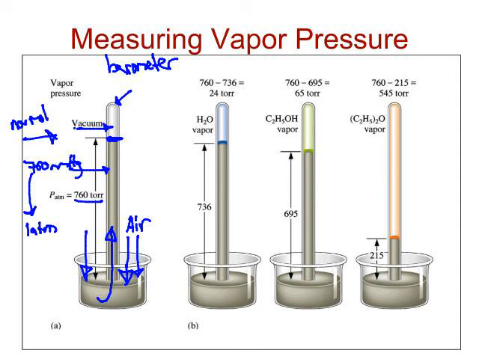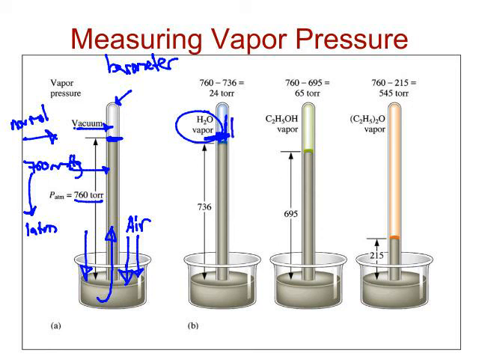One way you can measure the vapor pressure exerted by a substance is to take a normal barometer like this and inject into the top here a sample of the liquid that you want to measure the vapor pressure of. So in this case, we're doing this for water vapor. We can inject some water up there, and then that's going to press down this column of mercury somewhat.